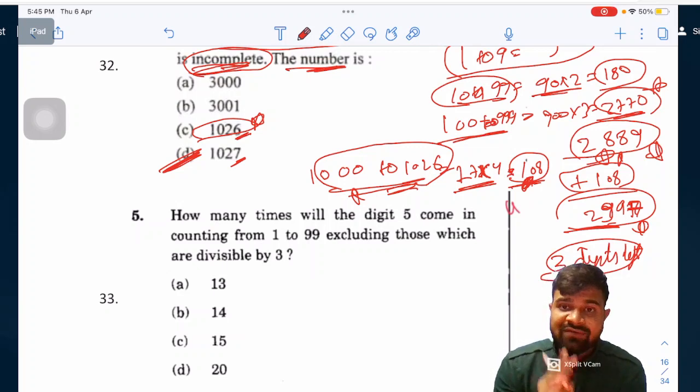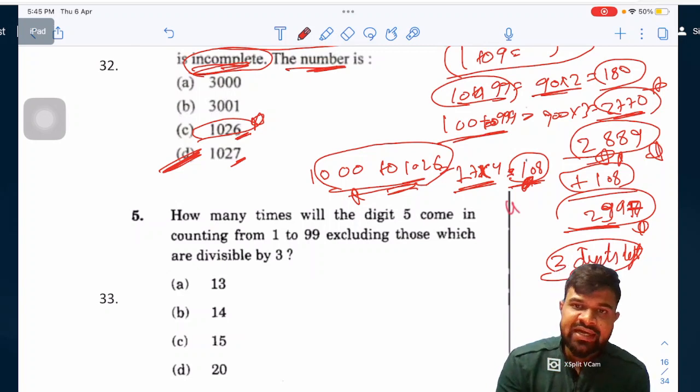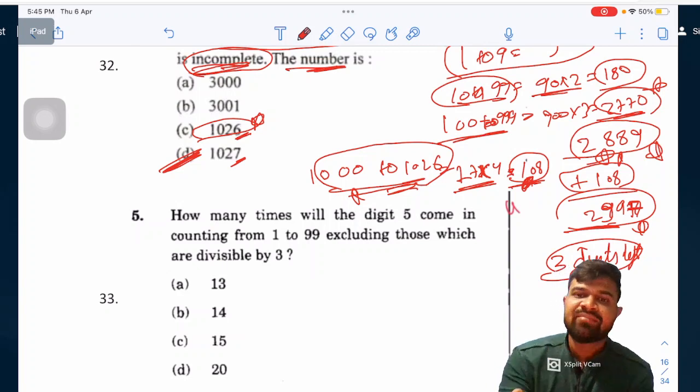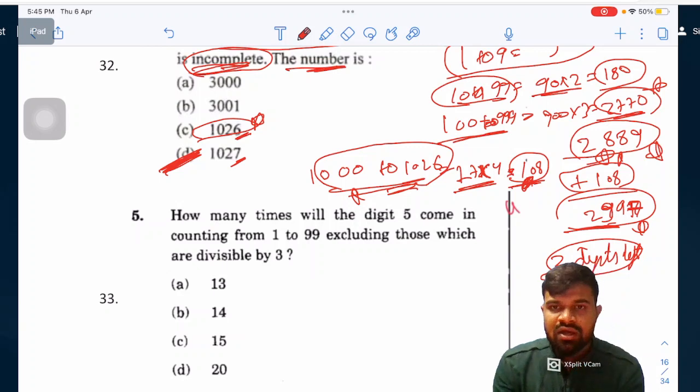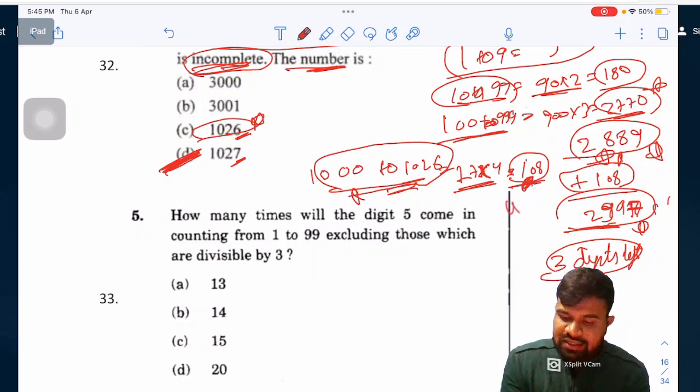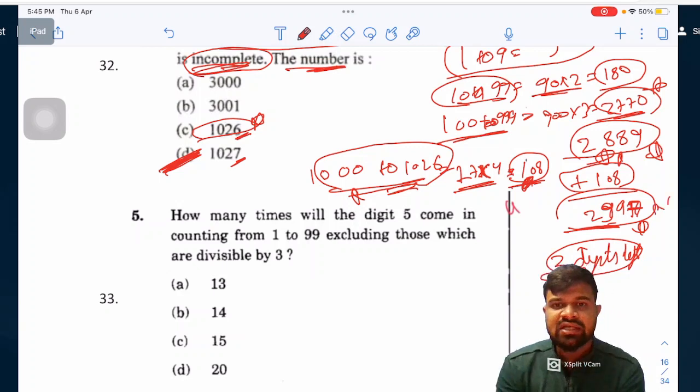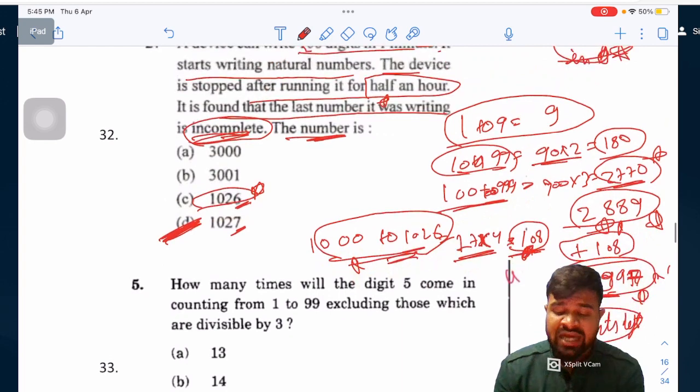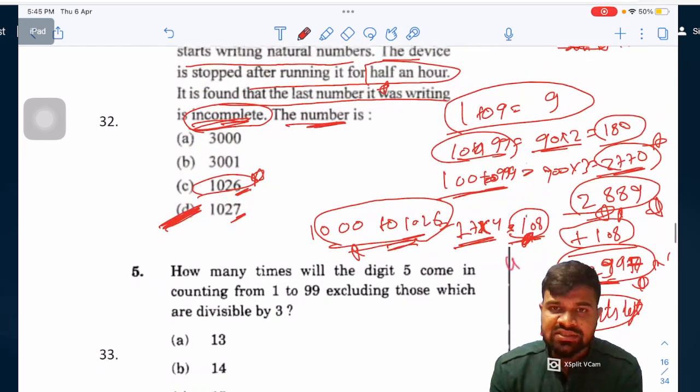That means we have 3 digits left. So the last number the machine was writing, which was incomplete, should be the next number, that means 1027. If the total had been more than 3000, the answer would have been 1026. This is how you will proceed in these kinds of questions, and this is the standard procedure. Book typing questions like these are very repetitive in UPSC. This is the standard way to attempt these questions.